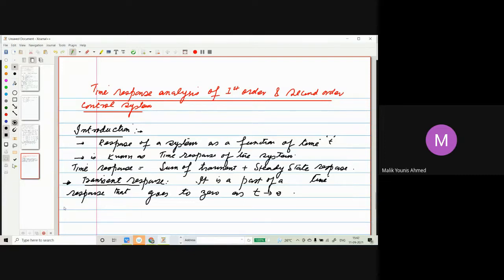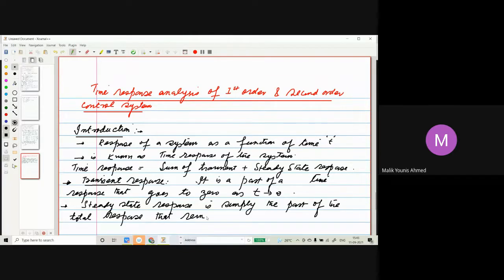Then the second part: steady state response is simply the part of the total response that remains after the transient has died out. After the transient has died out.